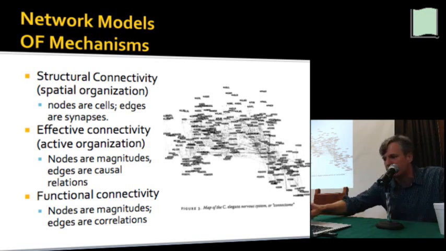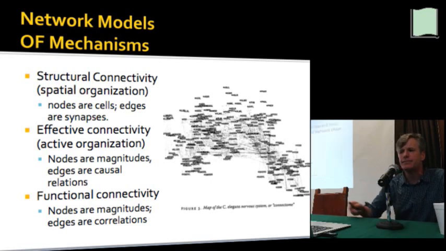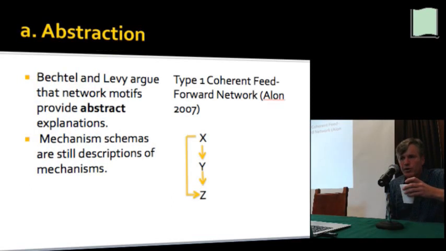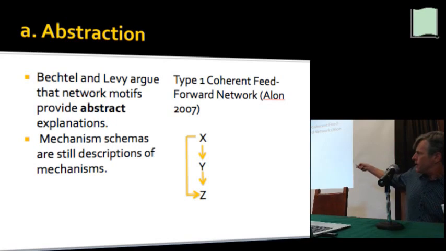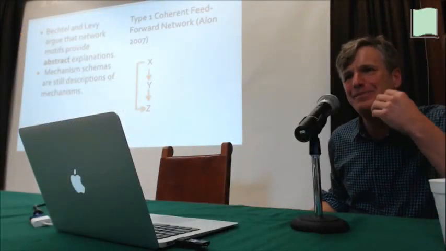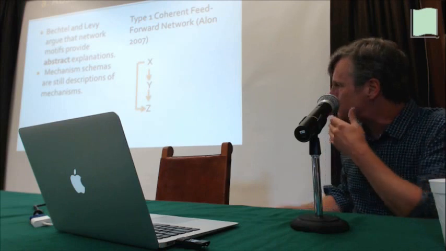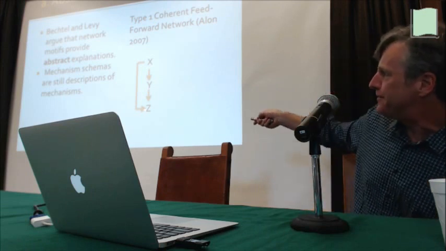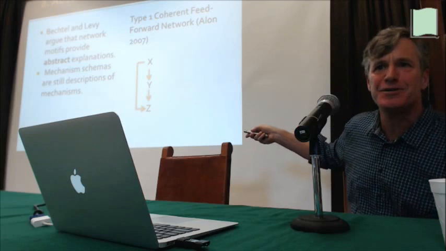Right, why have philosophers thought that network analysis is an important non-mechanistic kind of explanation? Bechtel and Levy argue that network motifs provide abstract explanations, whereas mechanisms are always concrete. That seems to me to be a false contrast. For those of you who saw the talk yesterday, it is perfectly permissible for a mechanist to believe that there are abstract structures in a mechanism that are causally relevant to its behavior. Now, I'll give you an example in just a second.